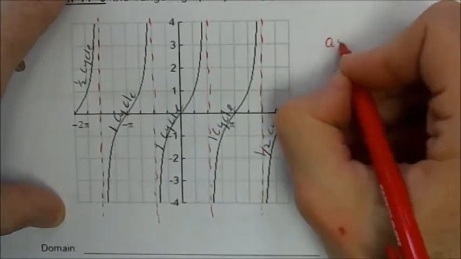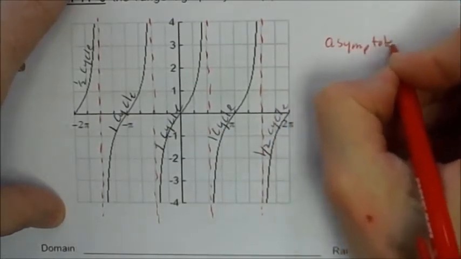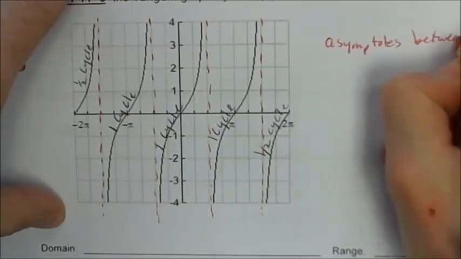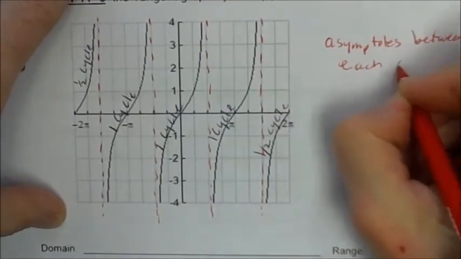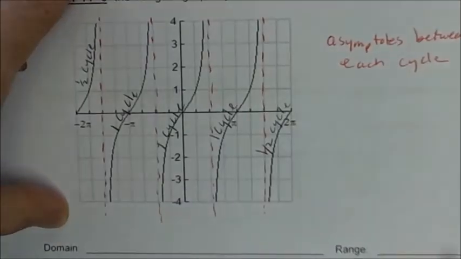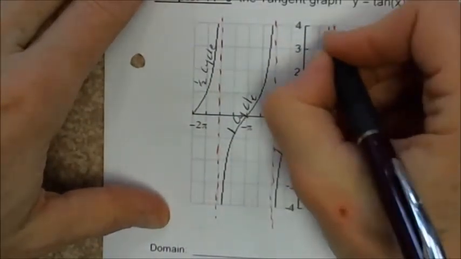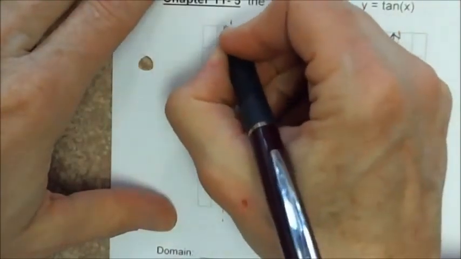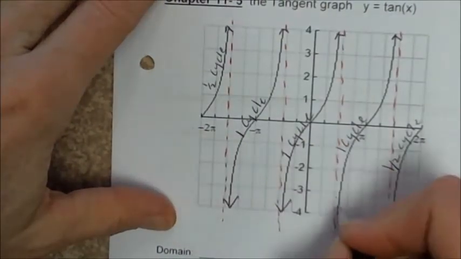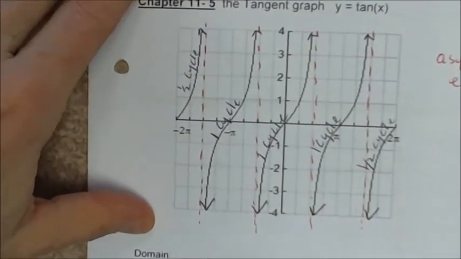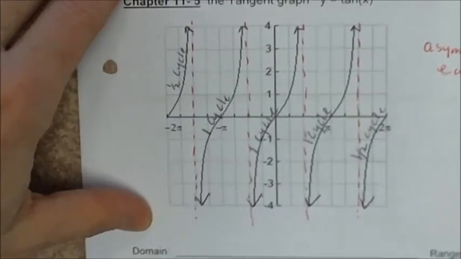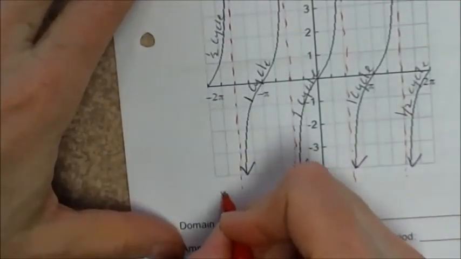So this has asymptotes between each cycle. And each one of these should have arrows on the end because these actually go up forever and down forever. So put arrows on the ends of all of those cycles. And then the asymptotes have equations.